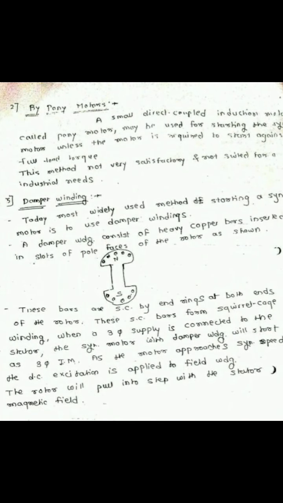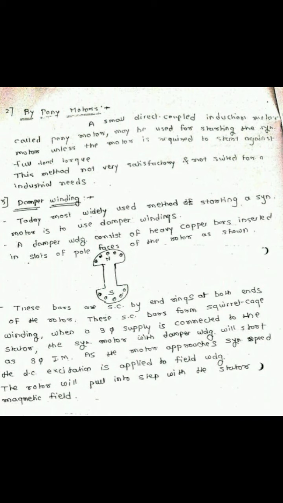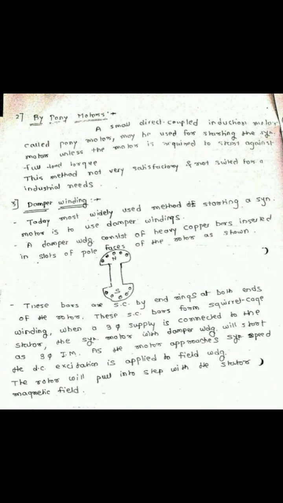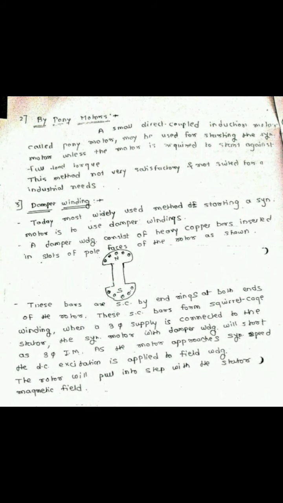The second method for starting a synchronous motor is that a small direct coupled induction motor, called a pony motor, may be used for starting the synchronous motor, unless the motor is required to start against full load. This method is not very satisfactory and not basically suited for industrial needs. So this is one method of starting, but in industry this method is not applicable.